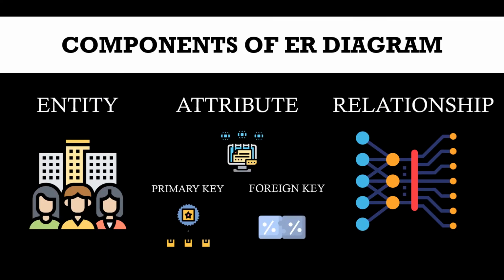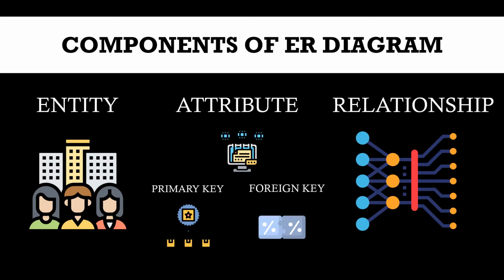Now, let's proceed to the components of the ER diagram. It has three key components. The first component is entity. An entity can be a person, place, event or an object that is relevant to a given system. One entity represents one table. It is indicated by a rectangular box in the ER diagram.